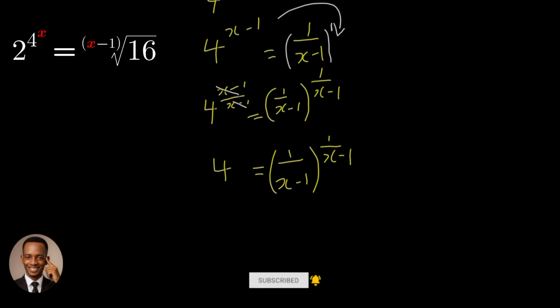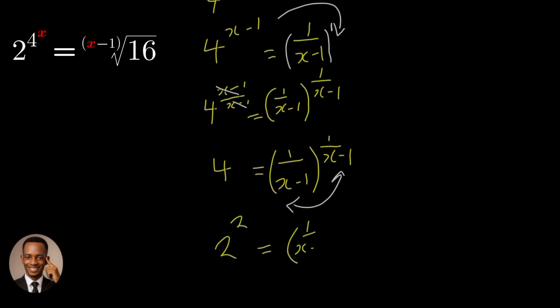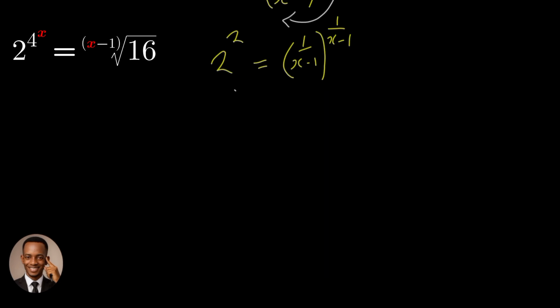Now the second brilliant step, please pay close attention to this. Looking at the structure of this equation, the base and this power are exactly the same. We can also express 4 as 2 to the power of 2. Then we'll have 1 all over x minus 1 to the power of 1 all over x minus 1. Now from here, we can just directly compare the two sides of the equation. Therefore, we're going to have that 2 equals 1 all over x minus 1.